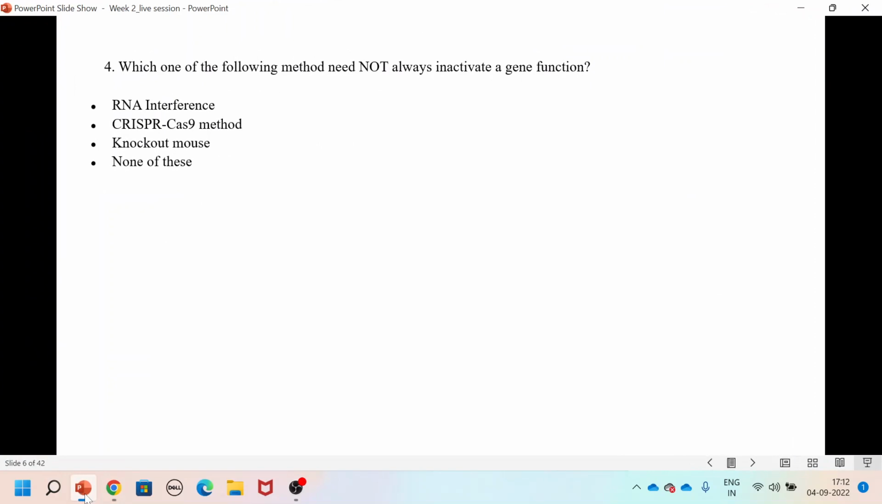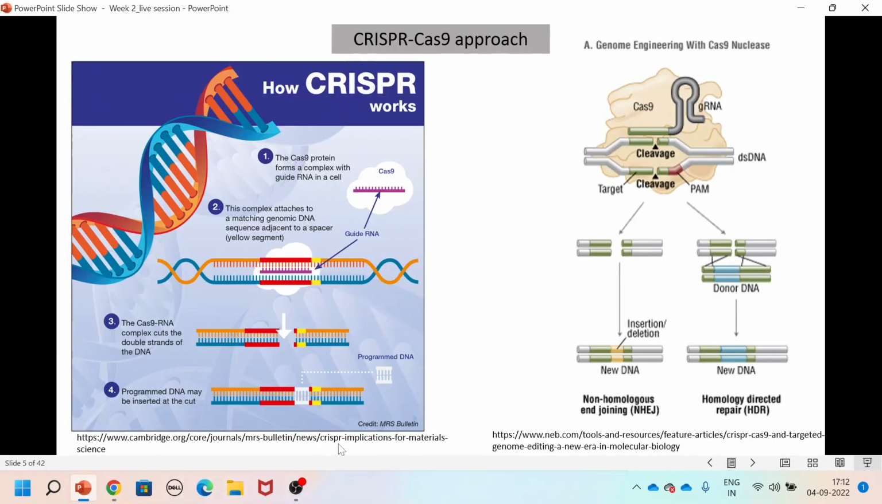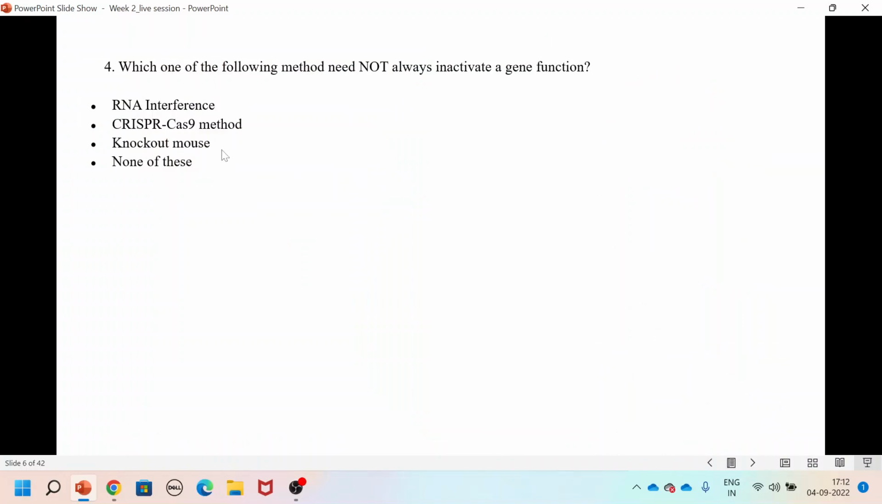So actually the correct answer should be the CRISPR-Cas9 method. As I told in the previous slide, the new DNA can also be inserted as a part of the homology directed repair. Therefore, it is not necessary that using the CRISPR-Cas9 method we will always inactivate a gene function. We can also lead to the activation of some gene functions by incorporating a particular DNA fragment using the homology directed repair method.